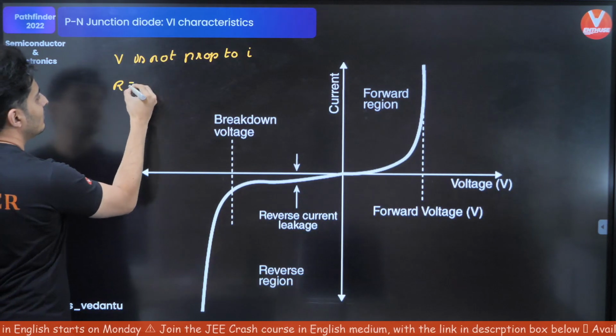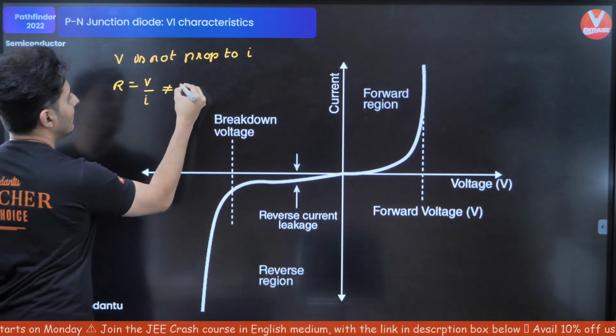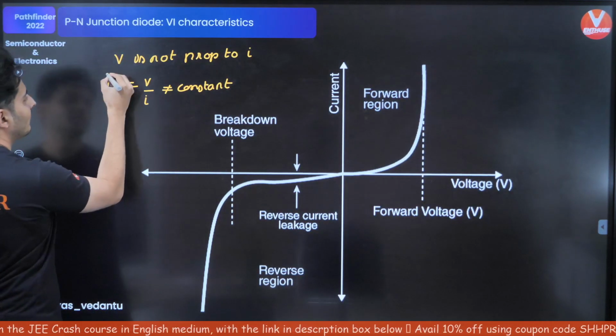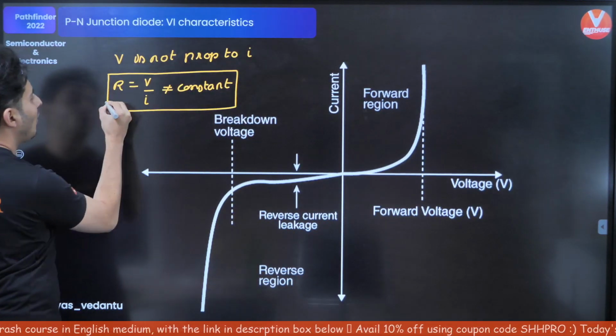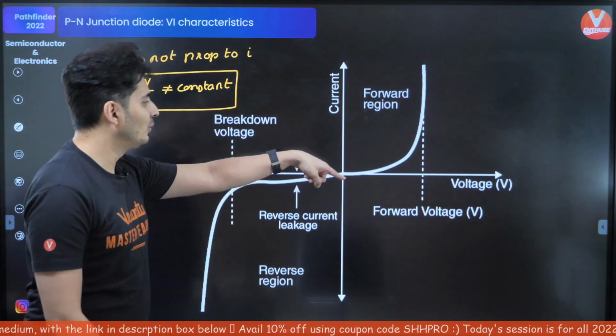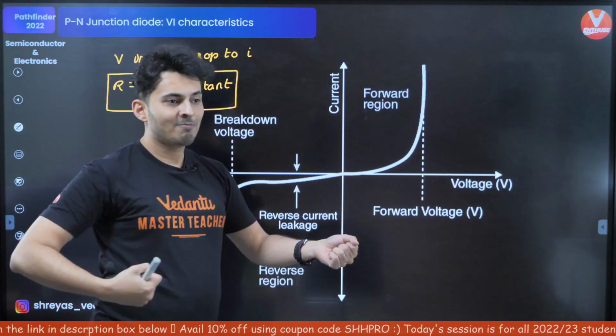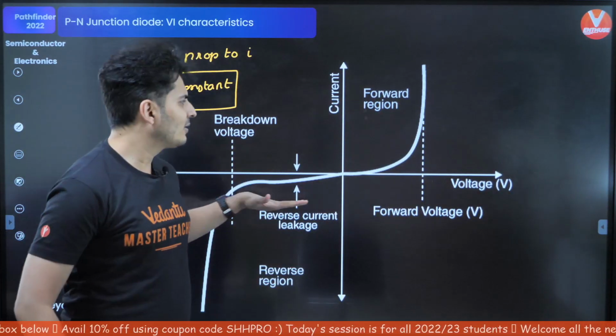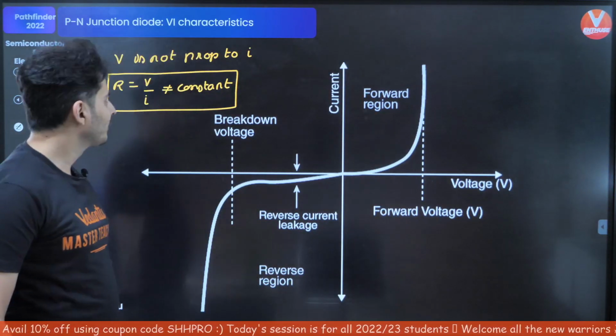So resistance, which is V by I, is definitely not constant. Very, very important. Resistance of a semiconductor is not constant. That's what I was telling you. It depends on the voltage. The more voltage you apply, the more the electrons get pulled, and the forward bias conduction starts. And it is a very random non-linear graph.